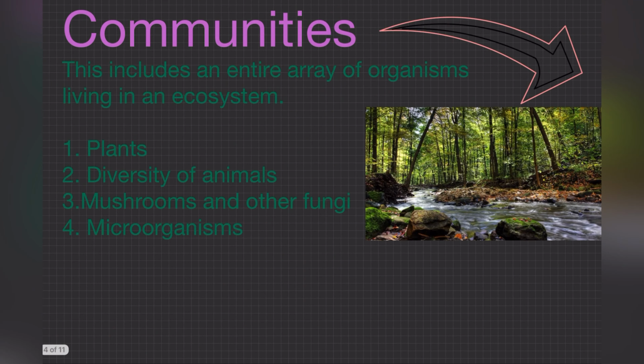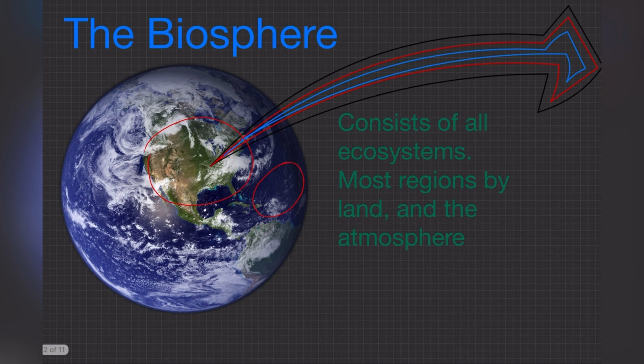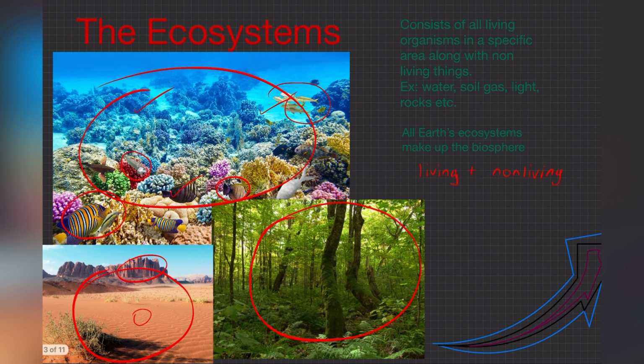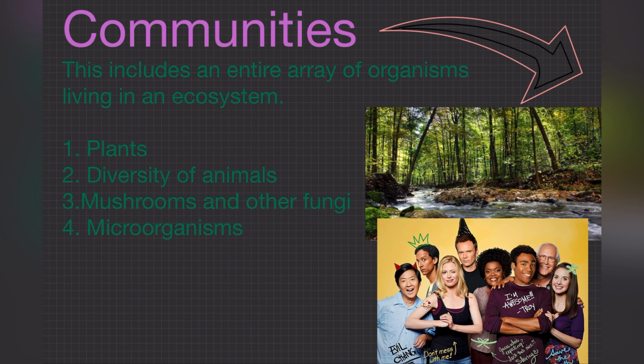Next, we have communities. A community includes a wide array of organisms living in an ecosystem. So do you guys see where I'm getting at here? A biosphere consists of all ecosystems, right? And then an ecosystem is comprised of communities, and in these communities, this is the array of organisms. This includes plants, animals, mushrooms, and other fungi, and microorganisms.